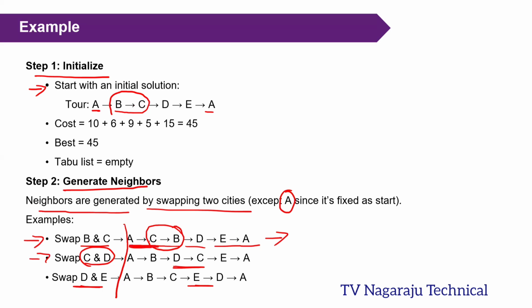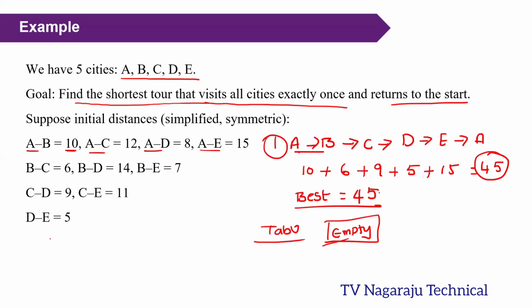Now A to C. What is the cost of A to C? So here I will write for cost: A to C, C to B, D, E, A. Now A to C, the cost is 12. B to D, the cost is 14. D to E, the cost is 5. E to A, the cost is 15. So 20, 30, 40, 56. This is the cost. So for neighbor 1, the cost is 56.